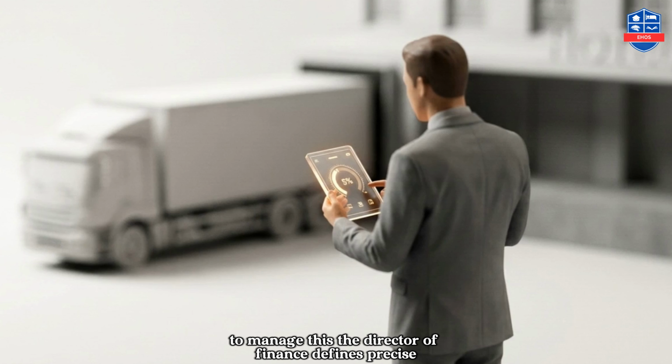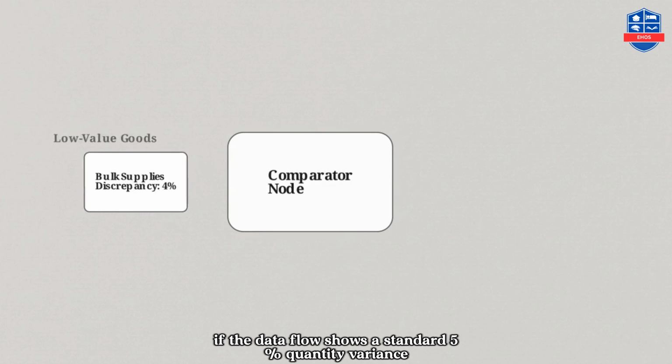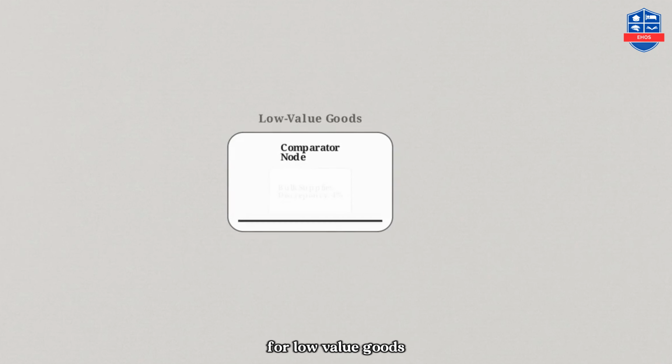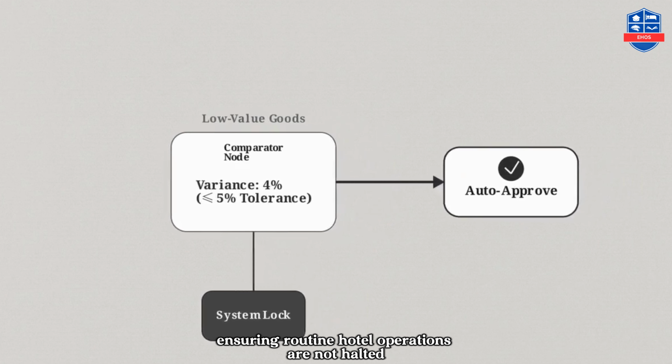To manage this, the Director of Finance defines precise, pre-approved rules, known as variance tolerances. Consider a minor discrepancy in bulk supplies. If the data flow shows a standard 5% quantity variance for low-value goods, the system routes it to auto-approve. Accounts payable clears these deviations, ensuring routine hotel operations are not halted.